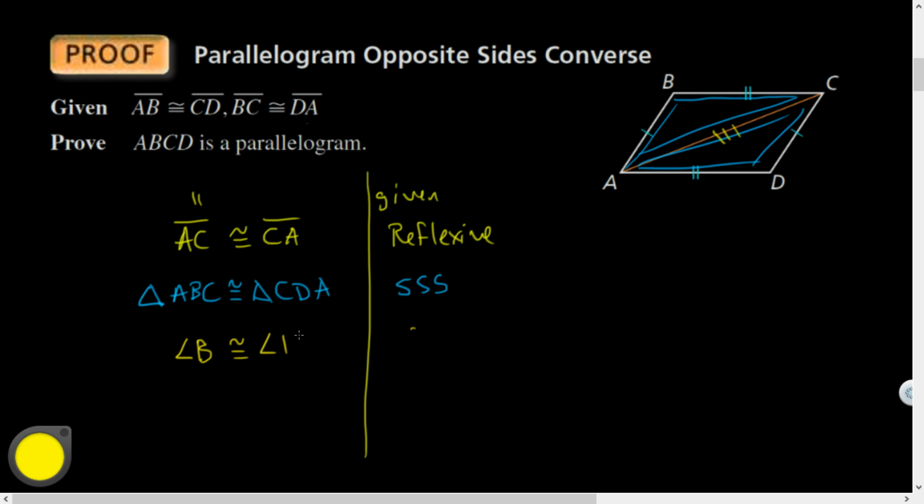But I don't know that yet. I know that if this is a parallelogram, those are congruent. I don't yet know that if those are both... yeah, I can't prove parallelogram.